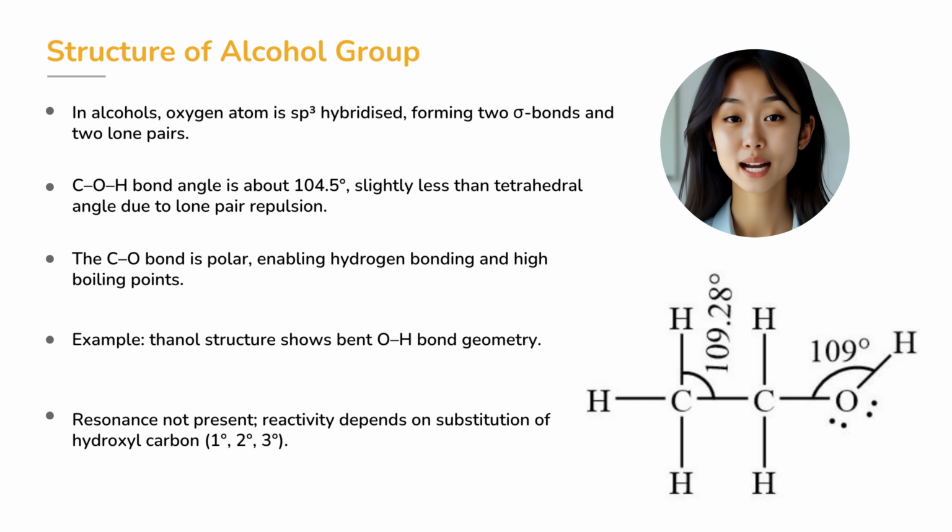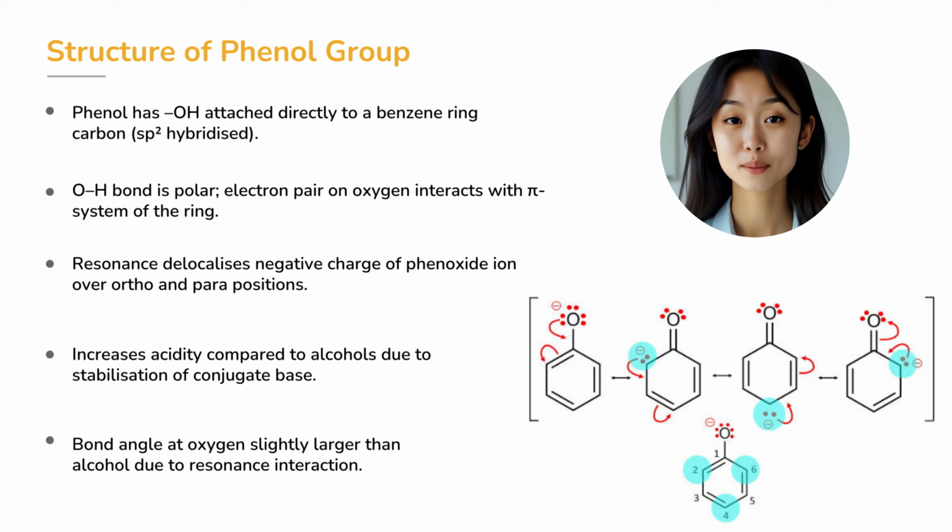That's why ethanol has a higher boiling point than compounds of similar molar mass like propane. Picture ethanol on the screen, a 2-carbon chain with an OH group attached, oxygen carrying 2 lone pairs, and the bent geometry. No resonance occurs here, so the acidity and reactivity depend mostly on whether the hydroxyl carbon is primary, secondary, or tertiary.